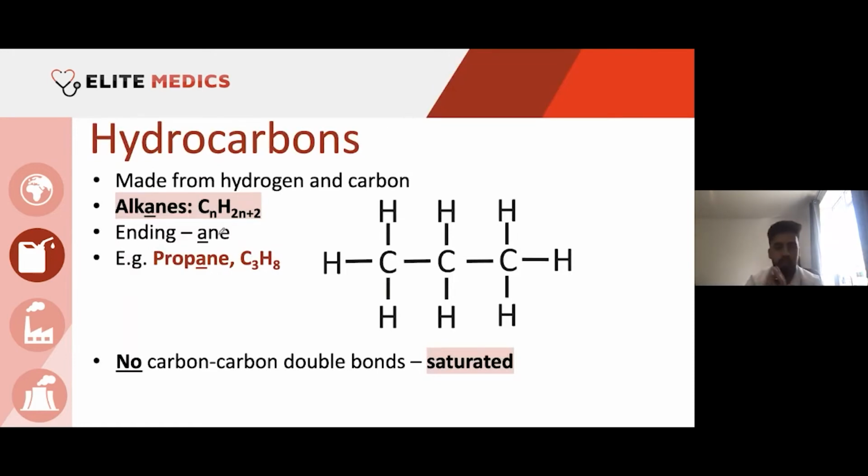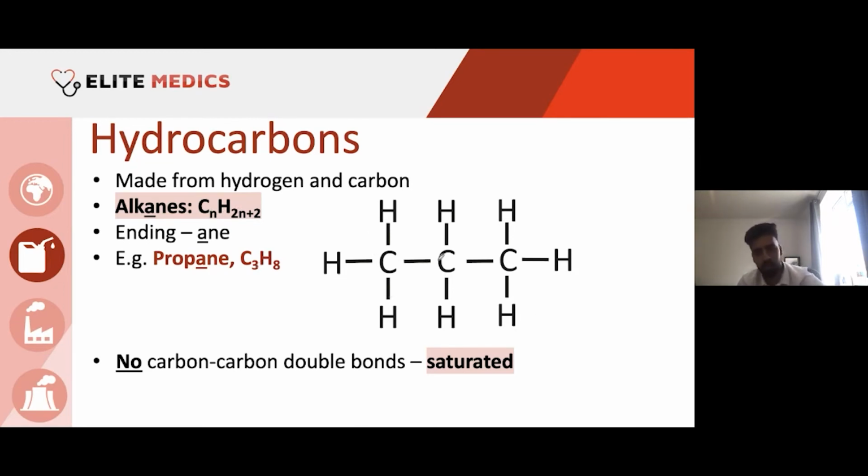So hydrocarbons, the clue's in the name, made from hydrogen and carbon. And that's it, only hydrogen and carbon. Now, alkanes have a general formula, which is CnH2n+2. What does this mean? It means that the n could be any number. So if I make this 1, the number of hydrogens is going to be 2 times 1, which is 2, plus 2 is 4. This example here, propane, we've got 3. So 3 times 2 is 6, plus 2 is 8. Hence C3H8.